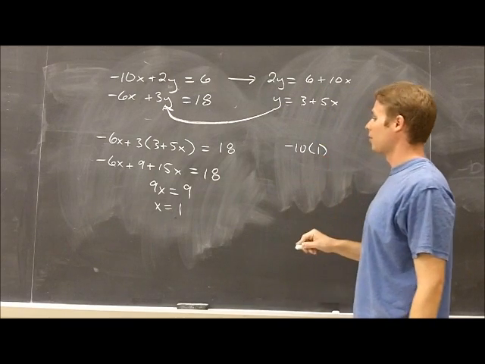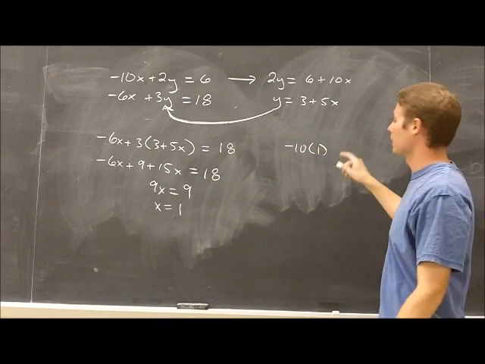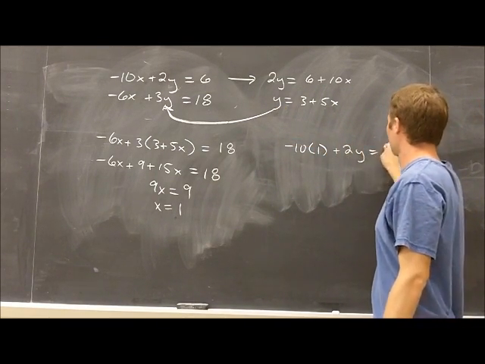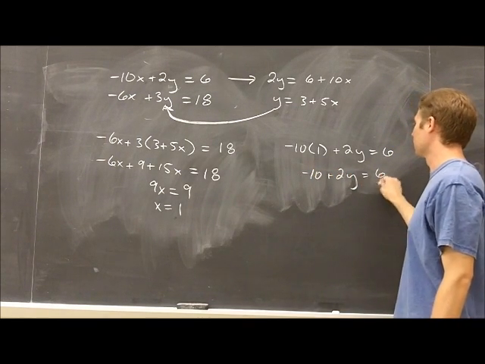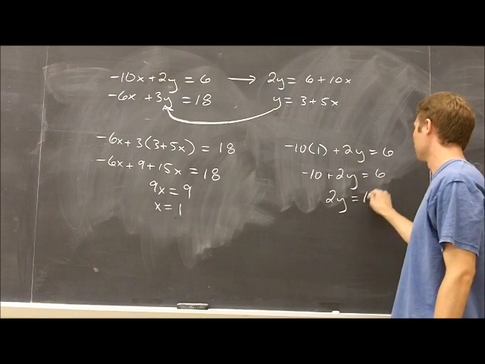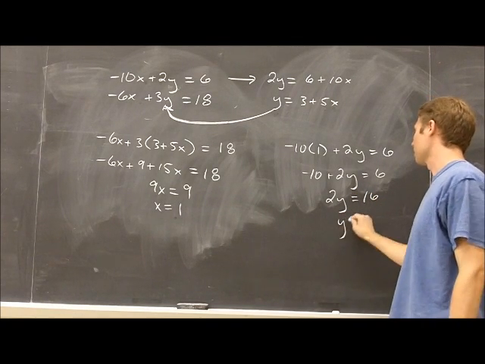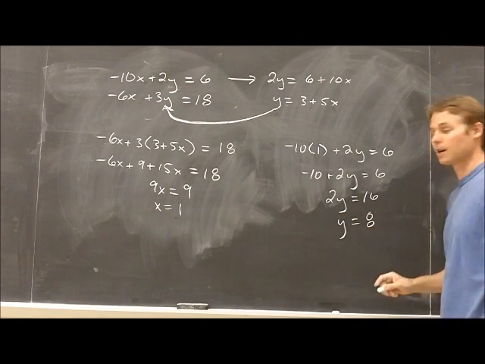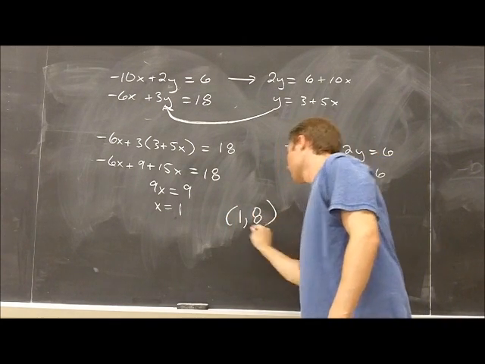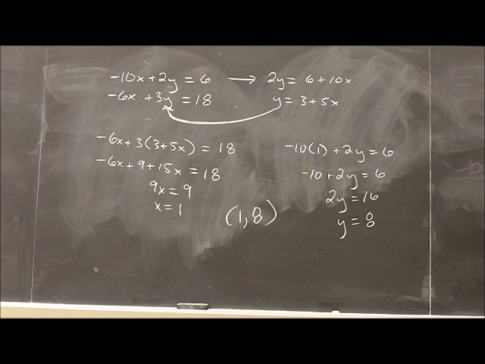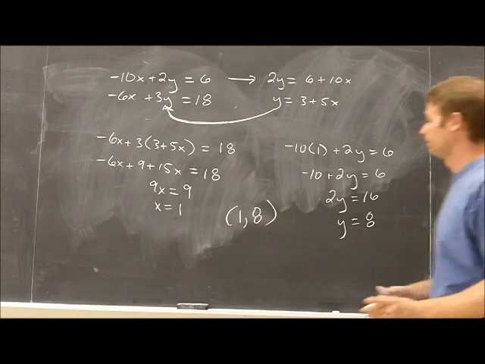So I'll plug in x equals 1 for the negative 10x plus 2y. So I'll get negative 10 plus 2y is equal to 6. So 2y is equal to 16. So that means that y is 8, just like I predicted a second ago. So my solution set to this is x equals 1, y equals 8. Let's try another one.